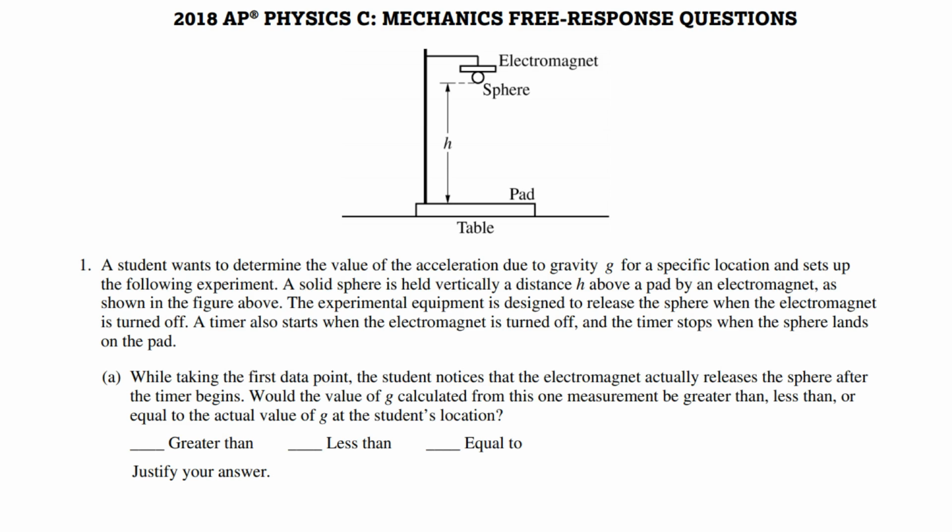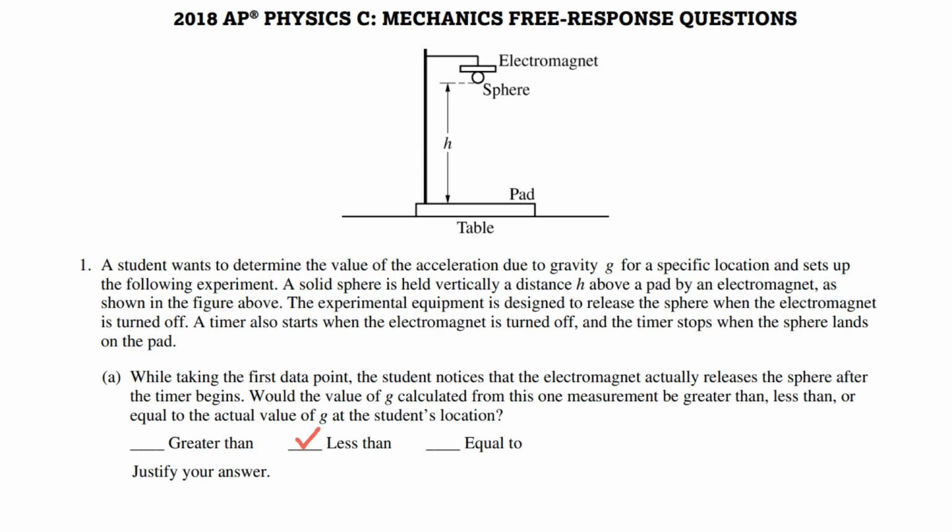The key thing to note in part A is where they say that the electromagnet releases the sphere after the timer begins. If the sphere isn't released at the correct time, and in fact it's released after the timer begins, then the amount of time it will take for the sphere, as measured by the timer, to reach the pad is actually going to be longer. And if you're measuring the time for the sphere to reach the ground to be longer, then we would perceive or calculate the acceleration as being less. So for part 1a, our answer should be that the acceleration they would calculate would be less than the actual value.